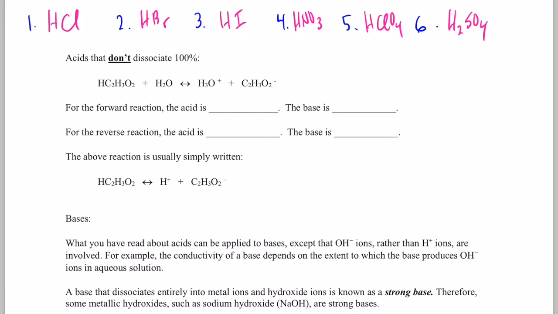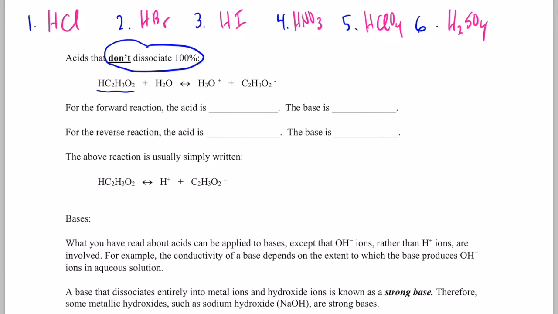Now, do you remember the difference? Like, why are these considered strong acids? So do you remember the difference between strong acids and weak acids? Yeah, strong acids dissociate 100% of the time. Weak acids don't dissociate 100% of the time. So let's take a classic example. One of our favorites, acetic acid.